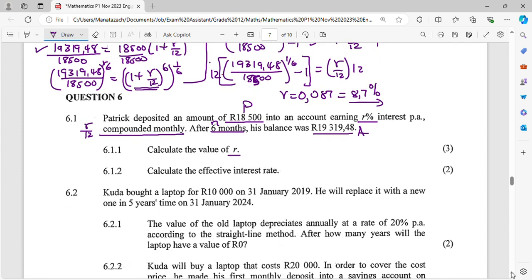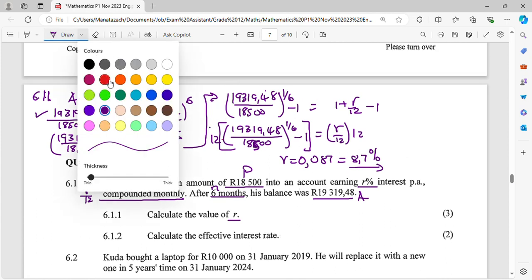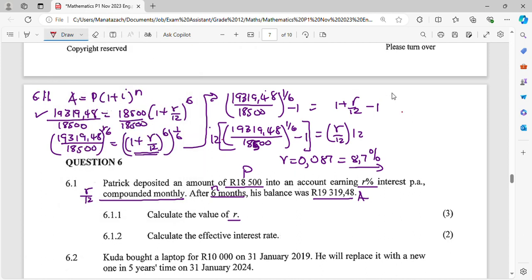Now let's go to 6.1.2: calculate the effective interest rate. When it comes to the effective interest rate, we first have to understand the formula for it. I'll change the color to red and write 6.1.2 over here. The formula is: i effective is equal to 1 plus i over m. So this is i there.